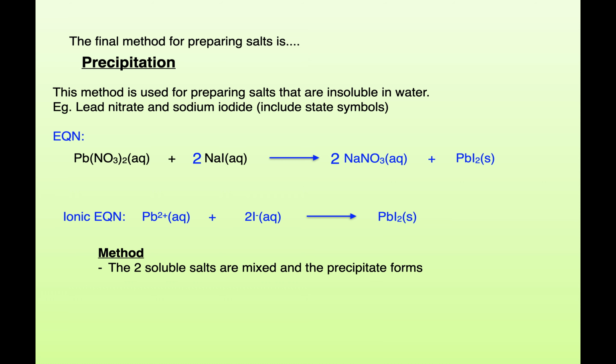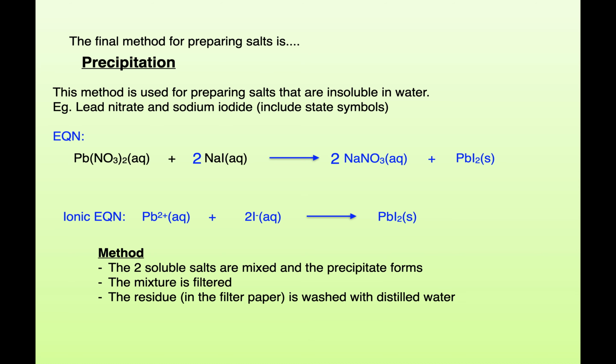Experimental procedure here, well, you'd mix the two soluble salts, you'd filter the mixture so that your precipitate is caught in the filter paper. It's the residue, isn't it? The residue in the filter paper is washed with distilled water because it can't dissolve. And then you can dry it between filter papers or in an oven at low temperature.